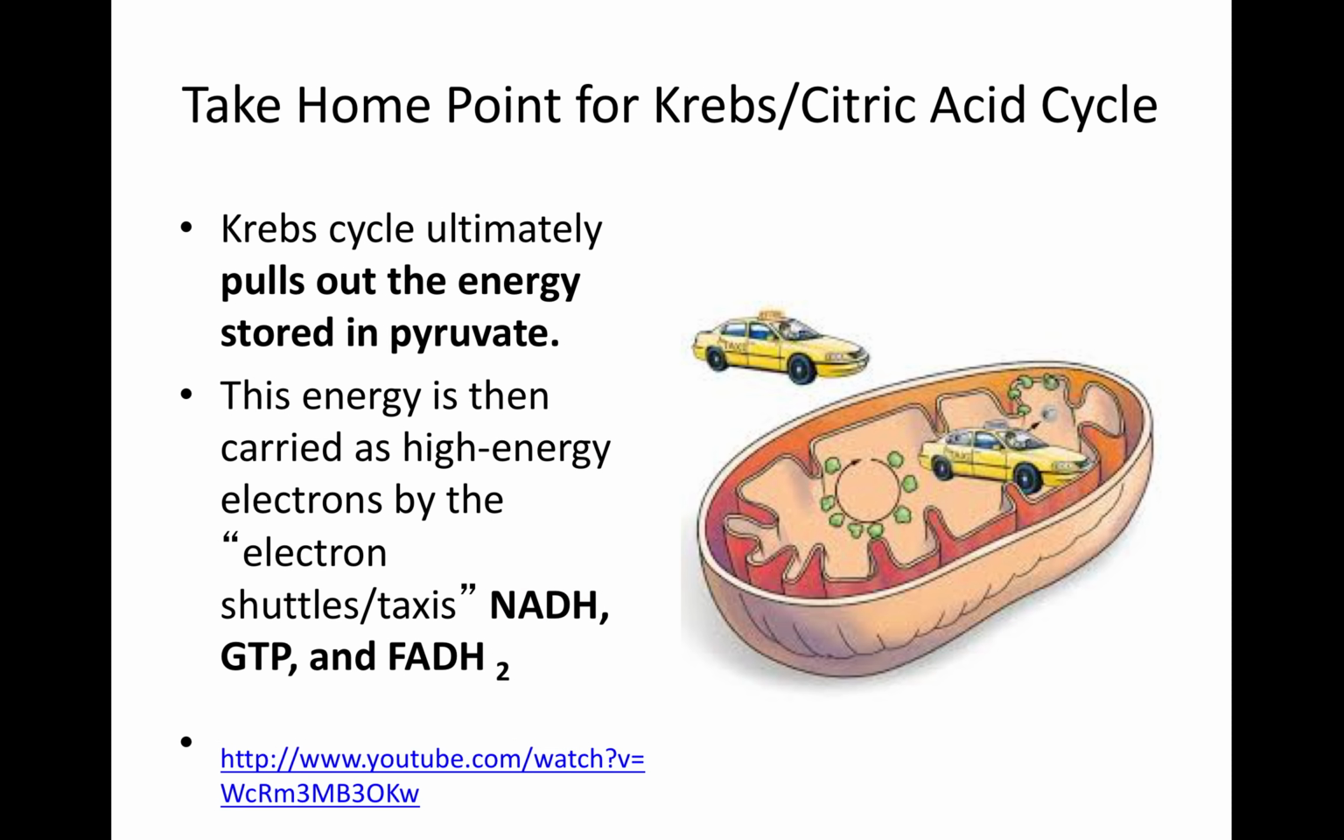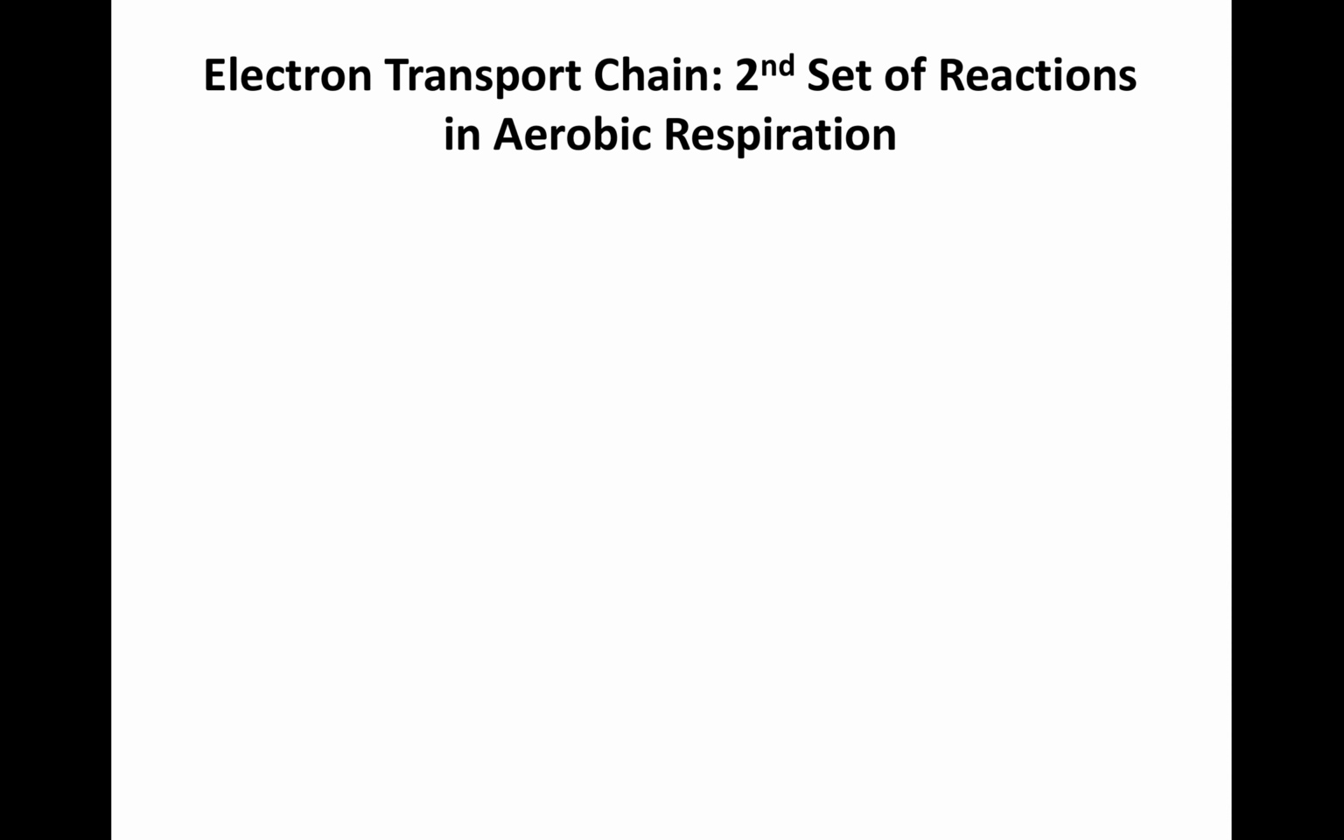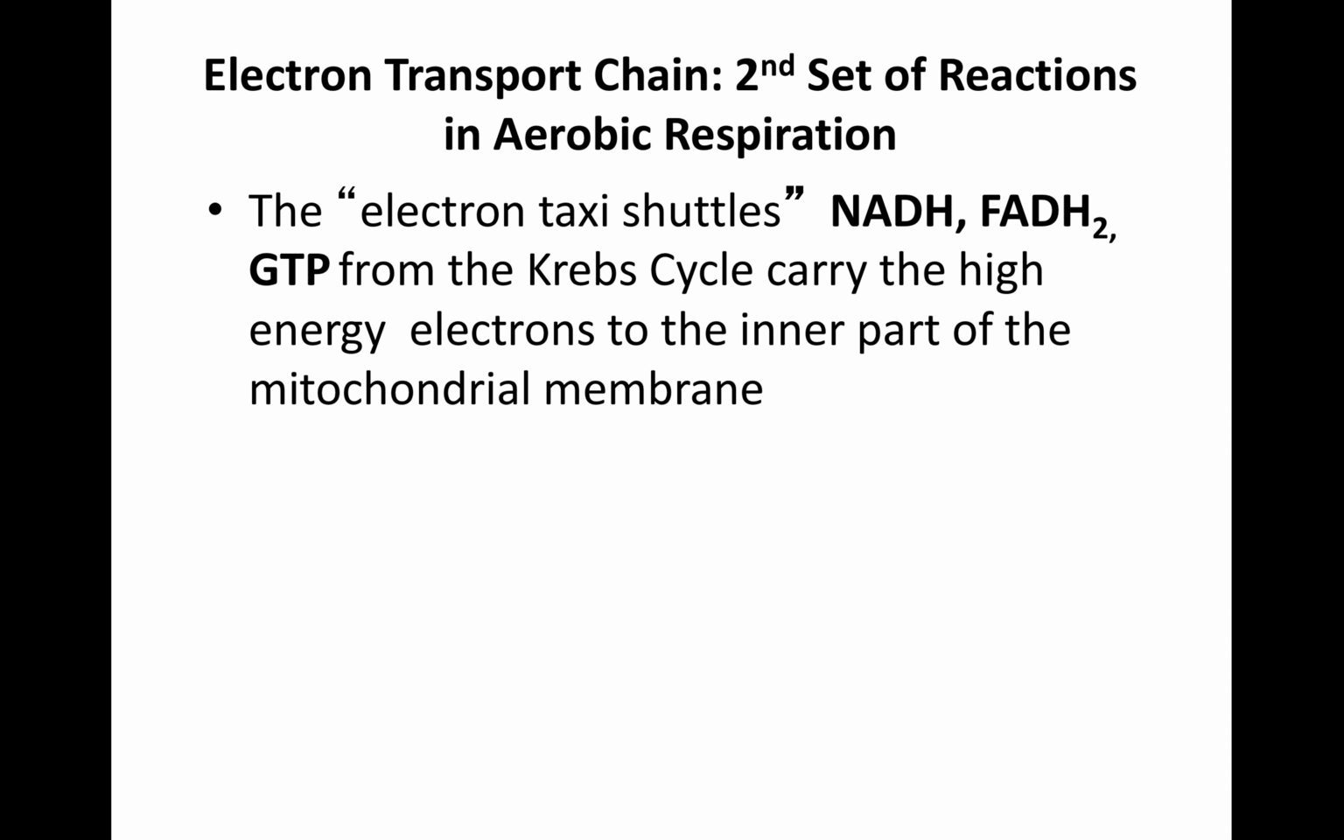The take-home point for the Krebs cycle is that the Krebs cycle is taking the energy that was originally stored in pyruvate, and that energy is then going to be carried by those high energy electrons, or our electron taxis, our NADH, our GTPs, and our FADH2s. So because of those high energy taxis, we're able to enter the electron transport chain, which is the second step of reactions in our aerobic respiration.